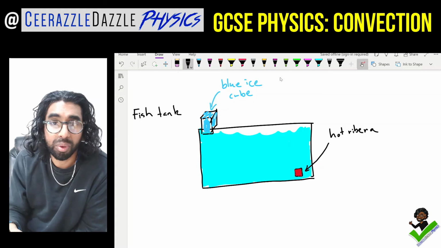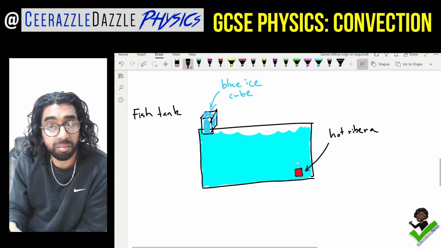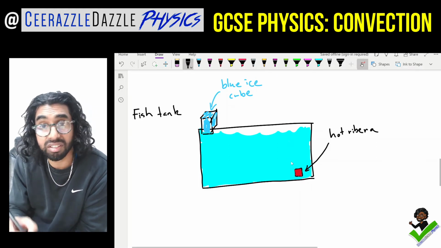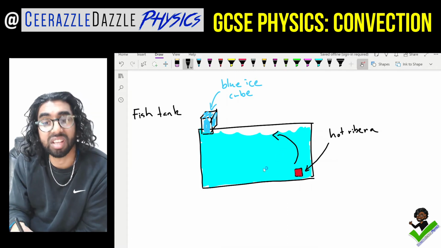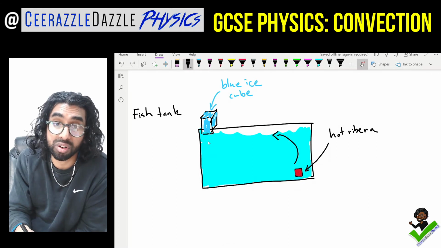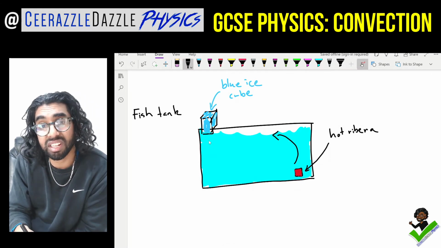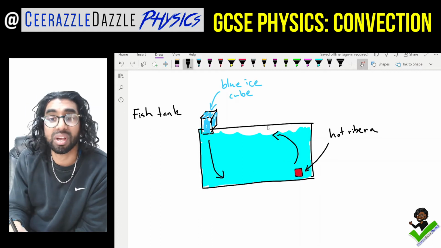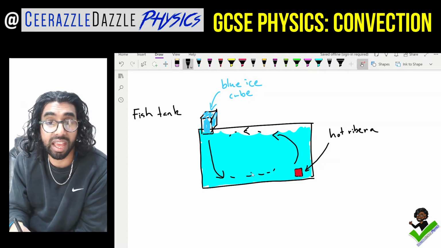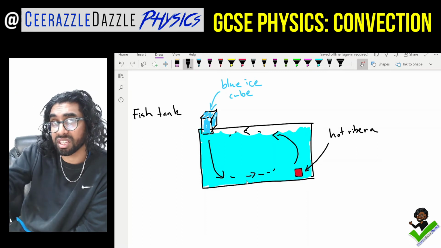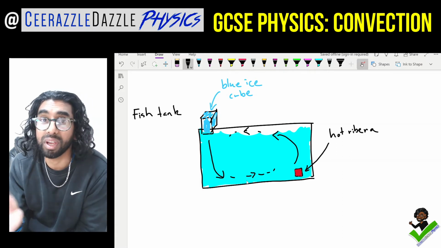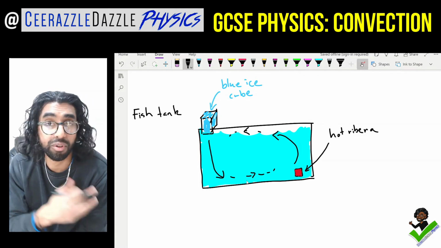What's going to happen? Well, we know that the hot Ribena will heat up the water over here, and therefore cause it to become less dense and rise upwards. There we go, it rises upwards over here. And obviously, the blue ice cube will cool down the water nearby, and therefore it will become more dense and drop down. So as you can see, we then get another convection current being formed over here, with the hot liquid rising upwards and the cool liquid dropping down. So this is another example of convection, but now it's in a liquid. Okay, so that's for a fish tank, guys.